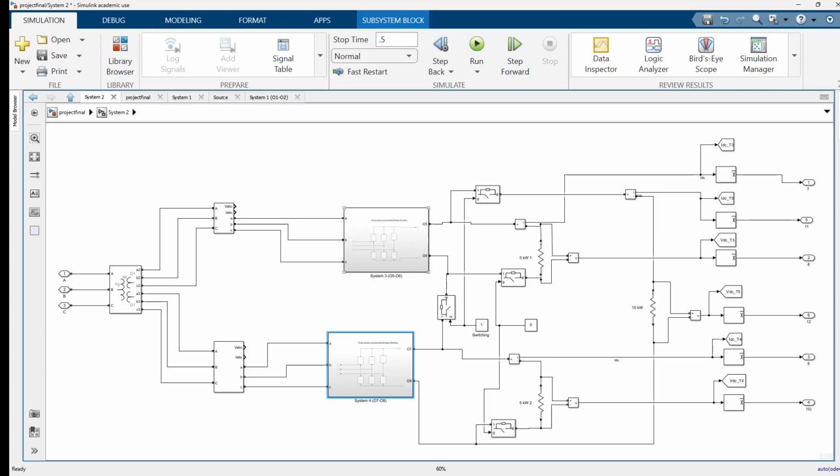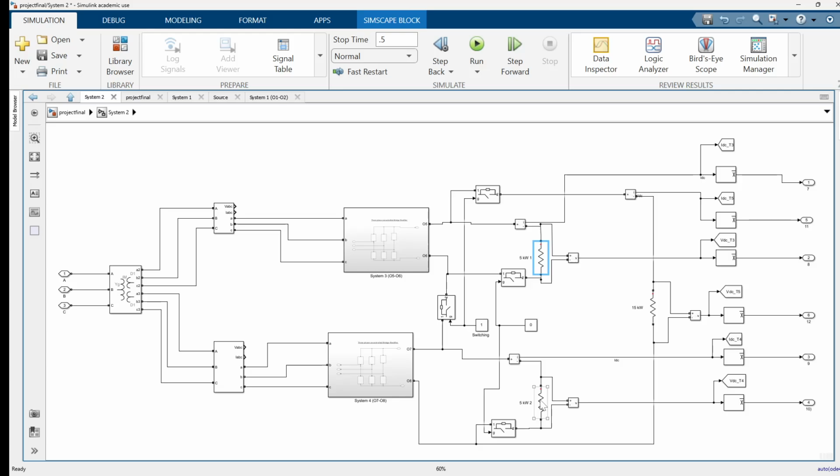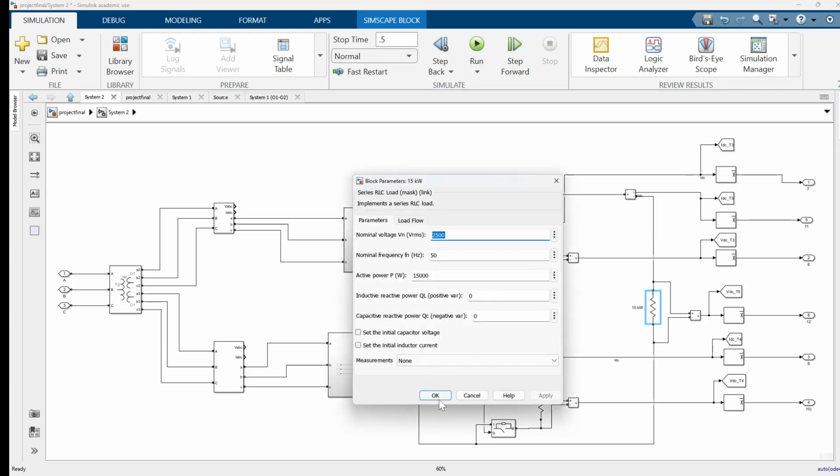This is connected to the transformer 2, and they are supposed to produce 1250 volt DC output individually. Therefore, they are connected to the load of 5 kilowatt respectively. However, when they are connected in series, it is connected to this 15 kilowatt load.